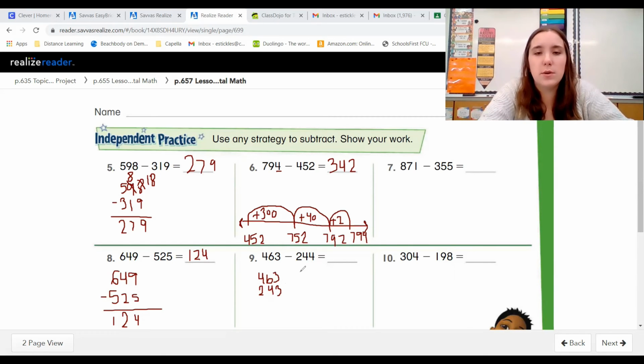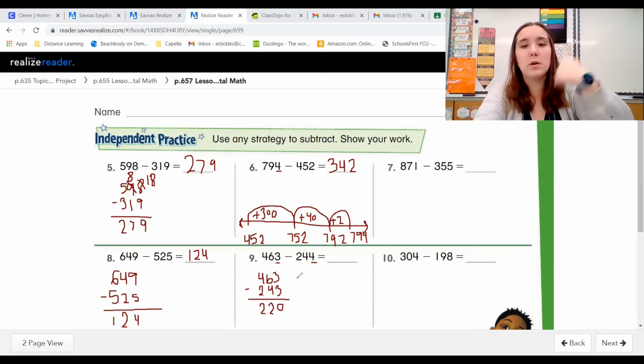And the reason I chose 243 is because there's a 3 in the ones, and so I'm going to make this a 3. So I still have to take away 1 more when I'm all done, but this will make my math a little bit easier. 3 minus 3 is 0 ones, 6 tens minus 4 tens is 2 tens, and 4 hundreds minus 200 is 200. So I took away 243, but I still have to take away 1 more.